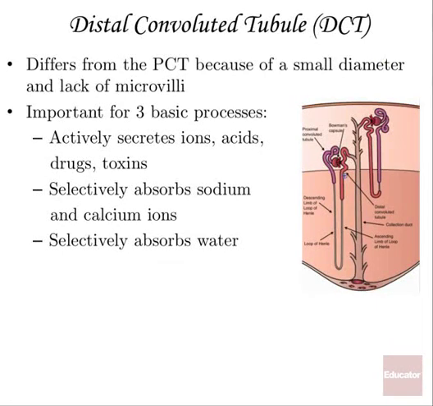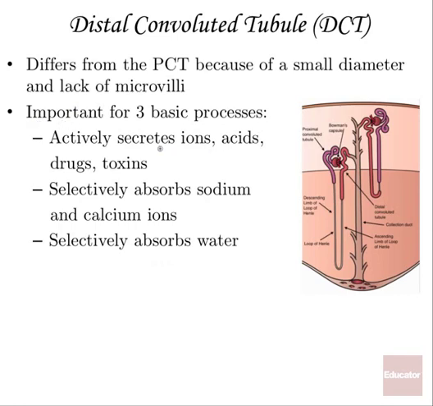Next up, the distal convoluted tubule, the DCT, which is here and here in kind of this salmon pinkish color. It differs from the PCT that was in kind of this purplish because of a smaller diameter, smaller than the PCT, and lack of microvilli. You actually would find some microvilli associated with that cuboidal epithelial layer. And so what does the DCT do? It's important for three basic processes.